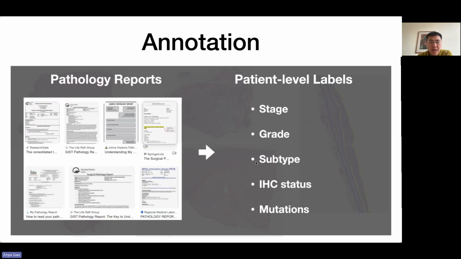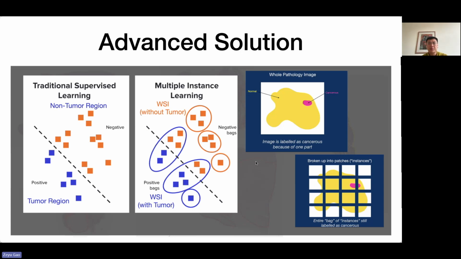So what we can do is extract patient level labels from their report, since we have the pathology report related to each of the slides. Basically it's easy to get patient level, or we call it slide level, labels, such as stage, grade, or subtype, from their report. So what we want to do is build a model. The input is the slide and also the label that we extract from the report to guide the whole model to model the relationship between the slide and the label.